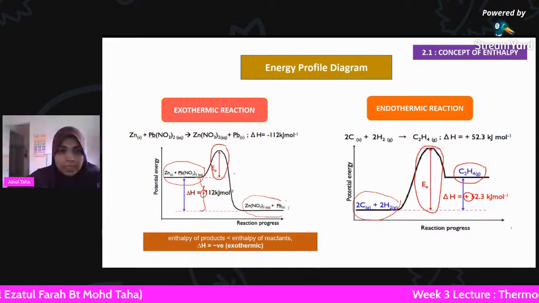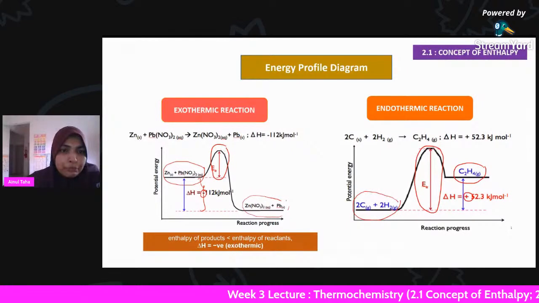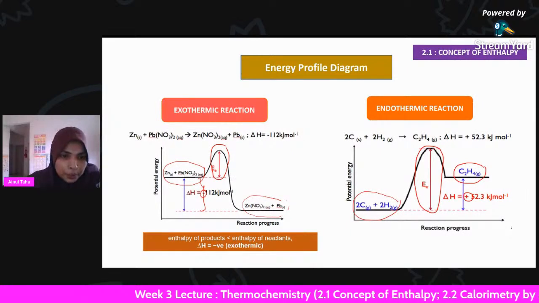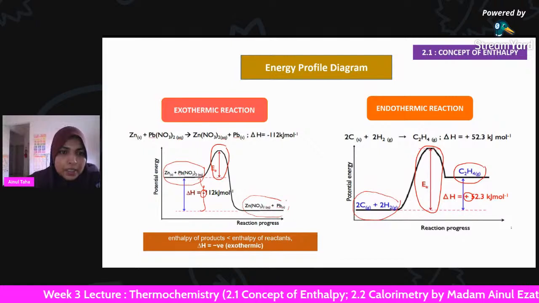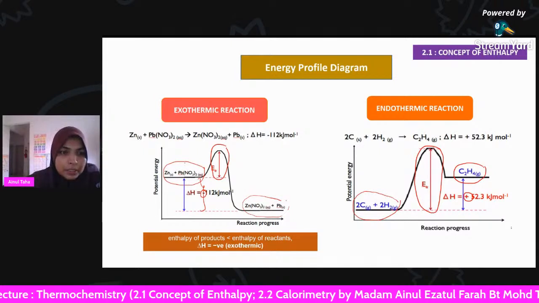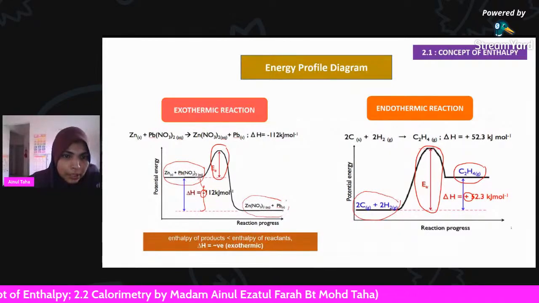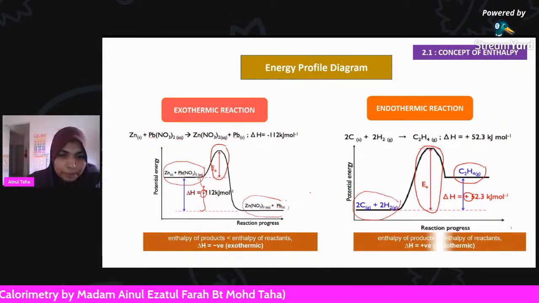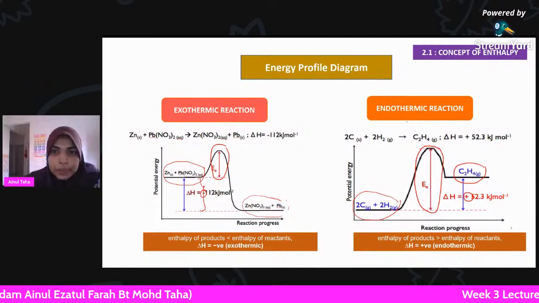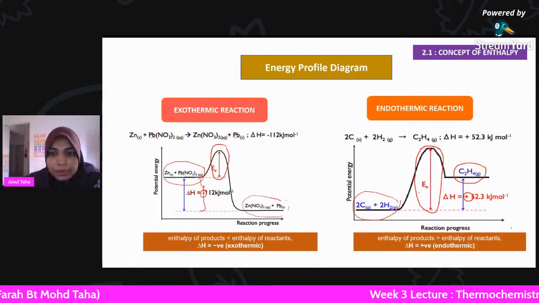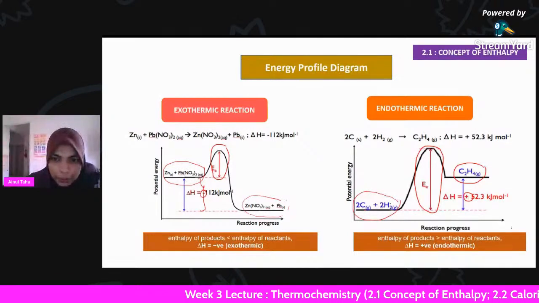why, here you can see the peak for the exothermic. You can see the reactant here. Enthalpy is bigger or larger compared to the product. But for the endothermic, enthalpy of the reactant is smaller compared to the product.